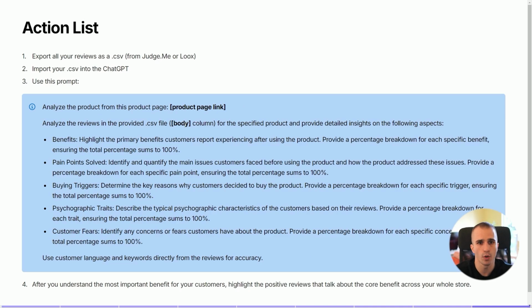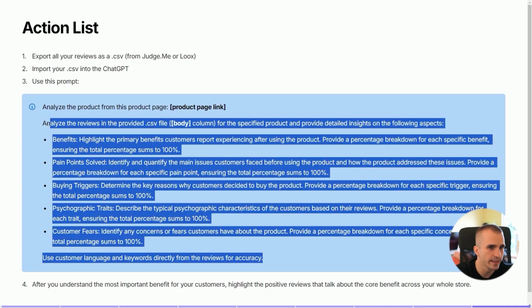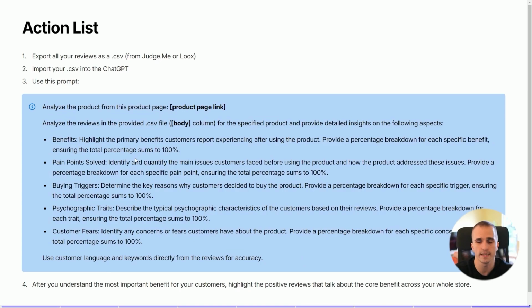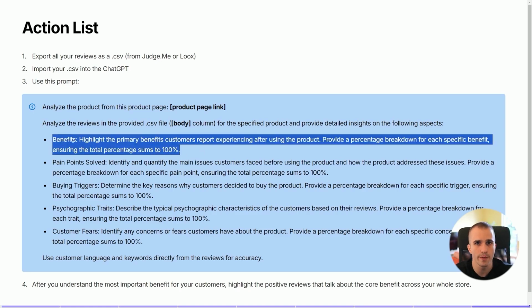Another thing that you want to change is, in your CSV, you want to see which column is the body of the reviews, not the headline, not the name of the reviewer. So the body of the review, if you're using Judge.me or Loox, is going to be just "body". So you're just going to remove these brackets and everything else stays the same. When you do this, ChatGPT will help you analyze what benefit is most frequently repeated across your reviews. What's that core benefit that your customers find valuable with your product?